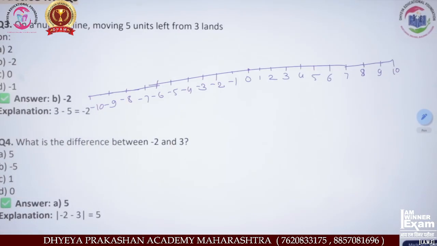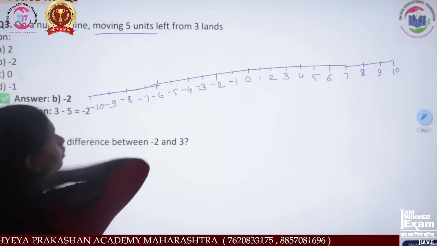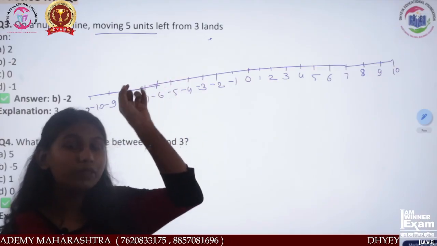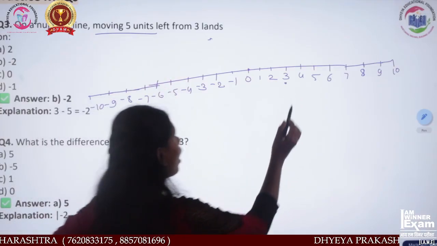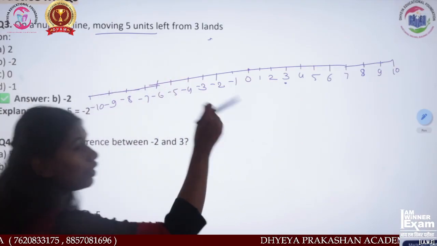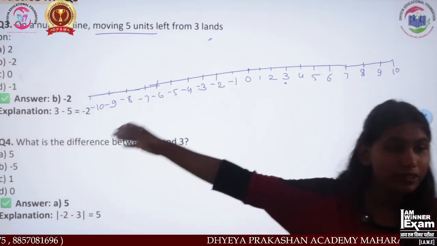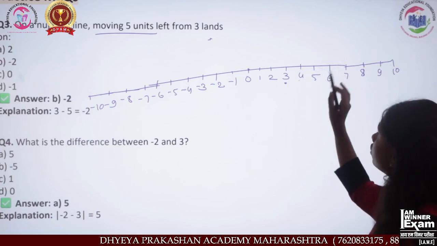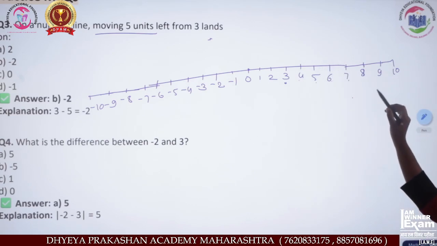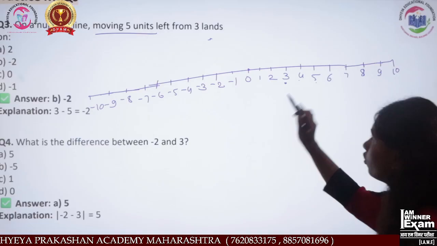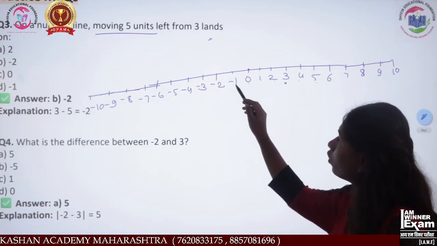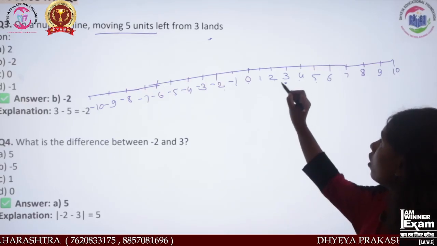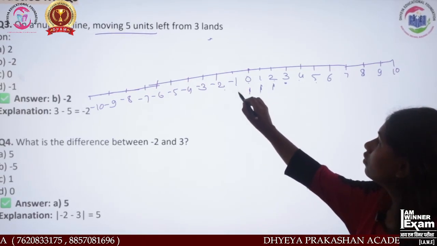Now here what we want, on the number line moving 5 units left from 3. Left from 3 means we have to start with 3 and count 5 units on the left side, where there are negative numbers. So let's count. Sorry, on the left side we have to count. Okay, so 1, 2, 3, 4, 5.